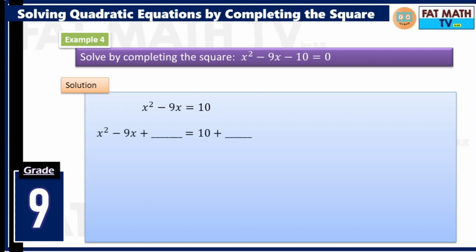And then complete the perfect square trinomial. Take half of negative 9 and then square it.